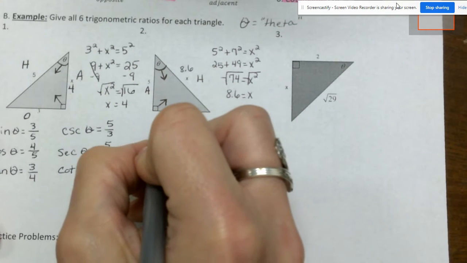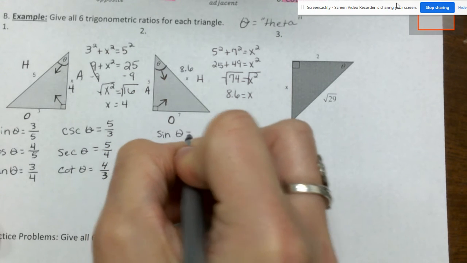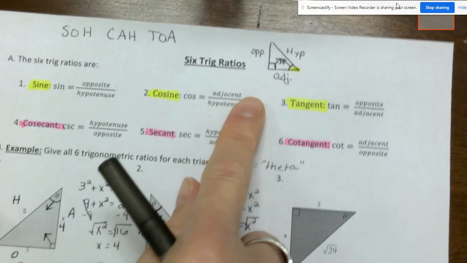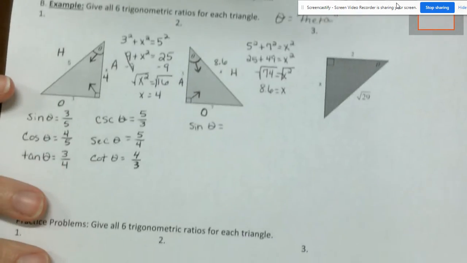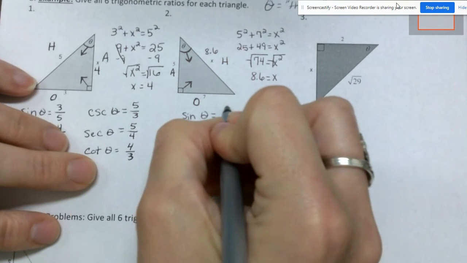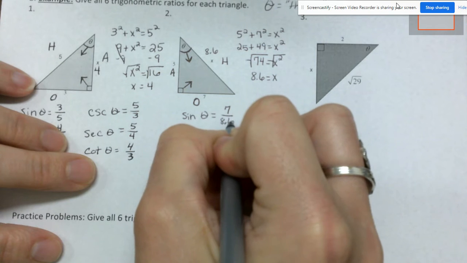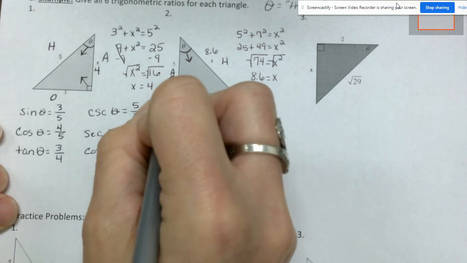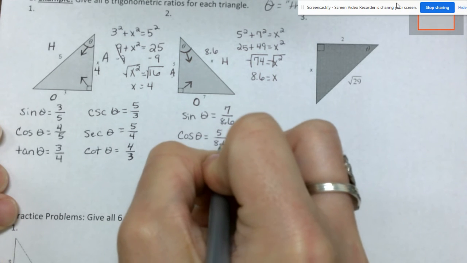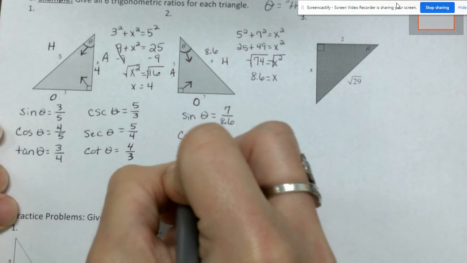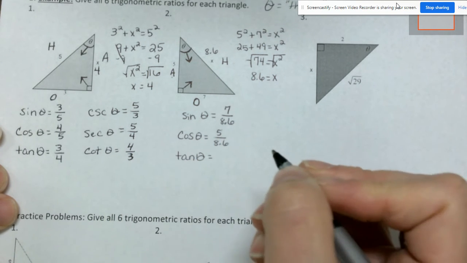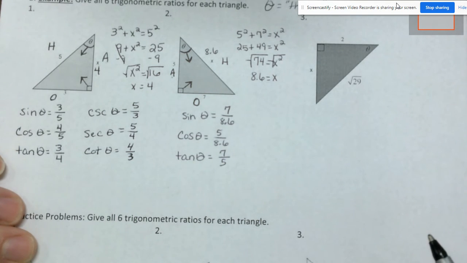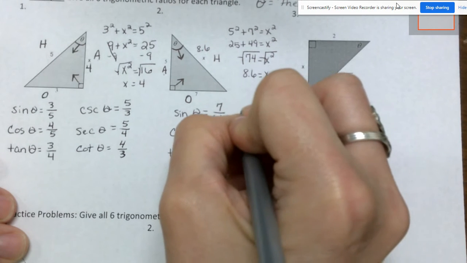All right, now. Sine theta is opposite over hypotenuse. And again, you guys can refer right back up here to these where I've defined them for you. So the sine of theta is opposite, which is 7, over hypotenuse, which is 8.6. Cosine of theta, that's adjacent, which is 5, over hypotenuse, 8.6. And tangent of theta, that's opposite over adjacent. Opposite is 7, adjacent is 5. 7 over 5.